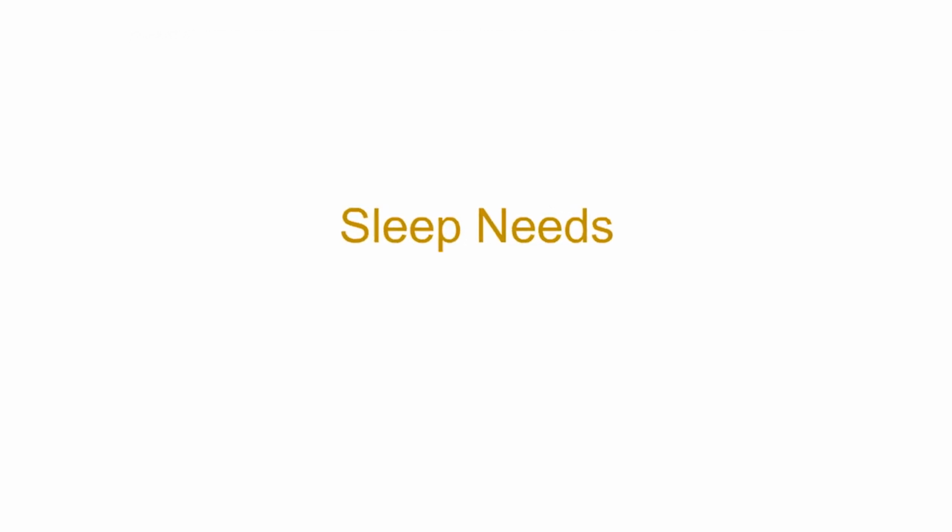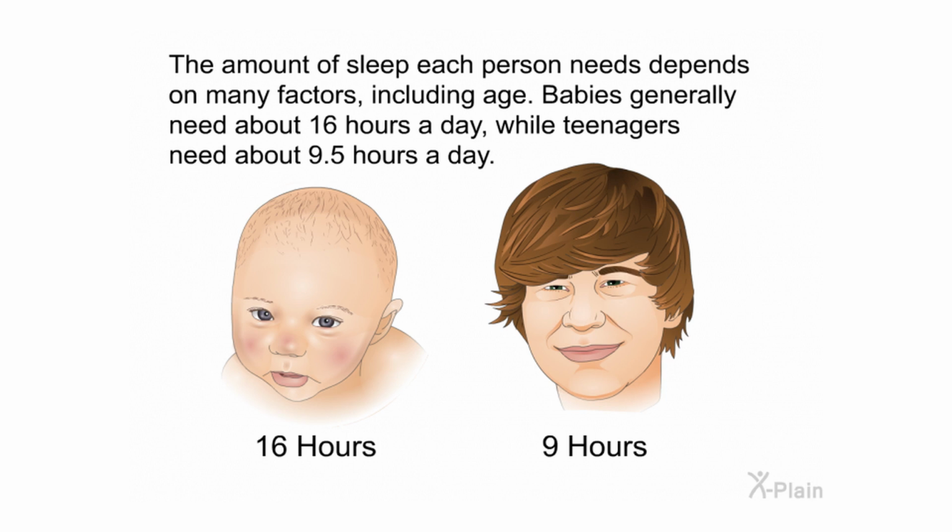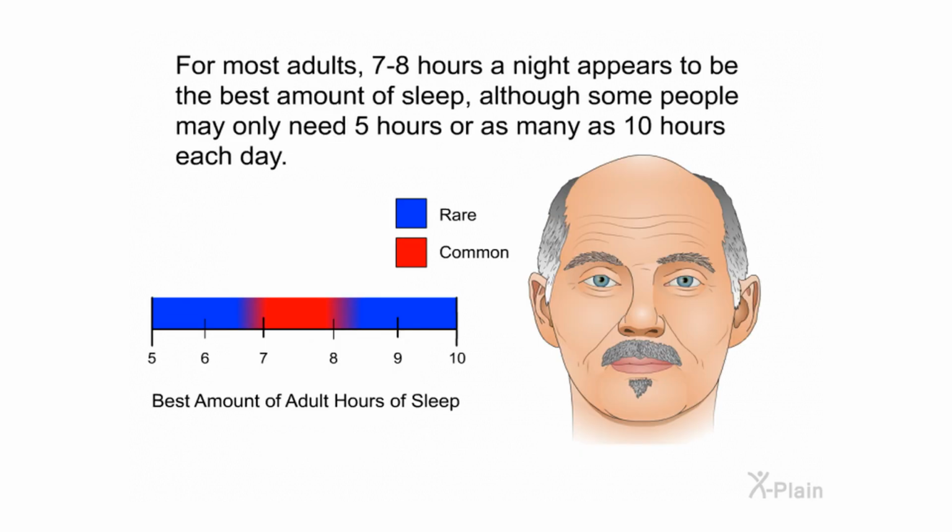Sleep needs. The amount of sleep each person needs depends on many factors, including age. Babies generally need about 16 hours a day, while teenagers need about 9.5 hours a day. For most adults, 7 to 8 hours a night appears to be the best amount of sleep, although some people may only need 5 hours or as many as 10 hours each day.